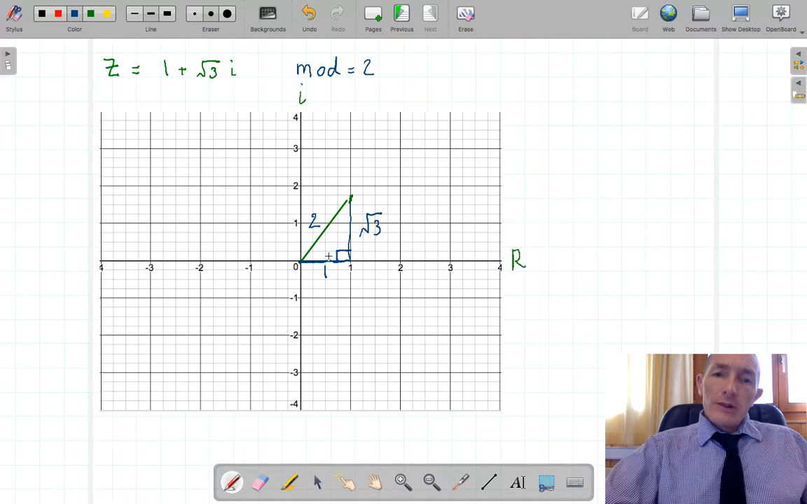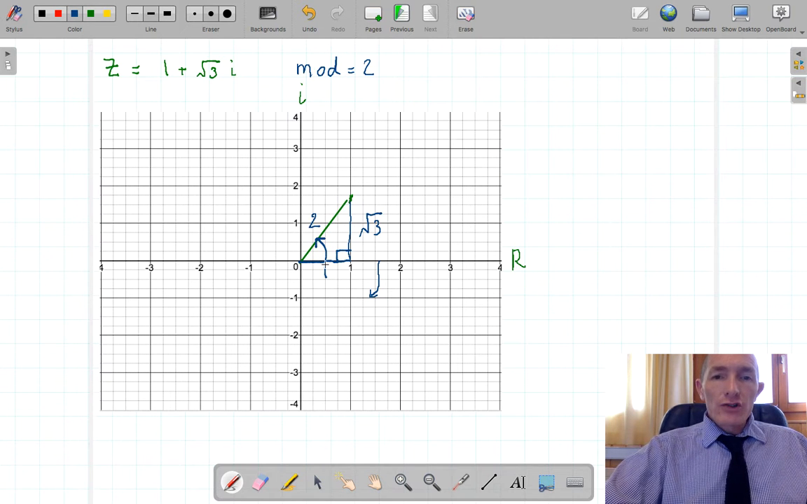And the argument is here. Now it's always the angle it makes with the real axis, and I always measure anti-clockwise like that. You could sometimes measure like this and call it a negative. So it depends on whether they want the argument between 0 and 2 pi, or they want it between negative pi and pi. It's going to be quite straightforward for this one. I just need to work out the angle here.